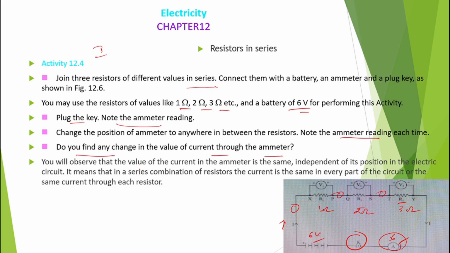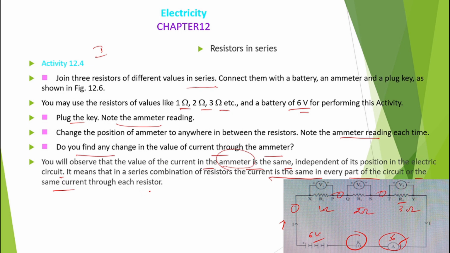So you will observe that the value of current in the ammeter is the same. Wherever you keep this ammeter, you will get the same ammeter reading. So that means, independent of its position in the electric circuit, current is independent. So it means that in a series combination of resistors, the current is the same in every part of the circuit, or the same current through each resistor.